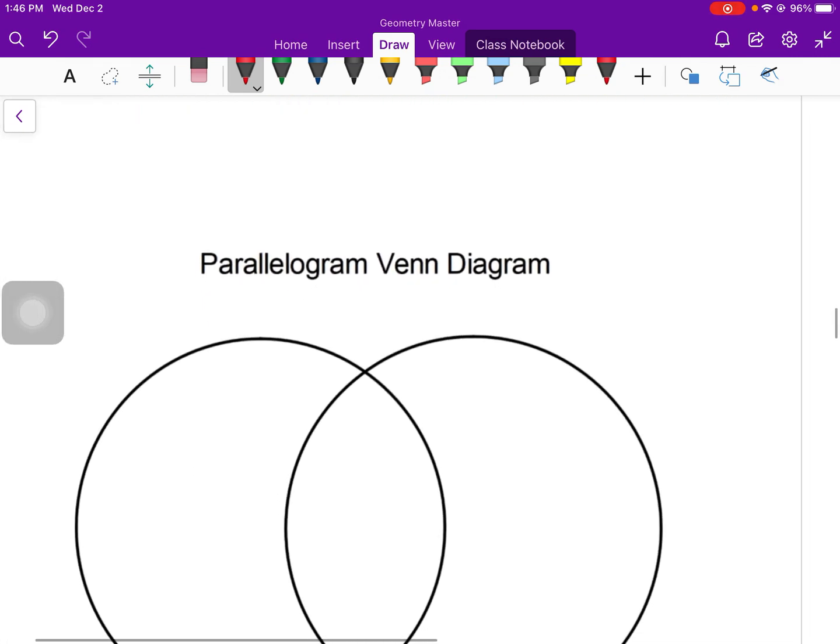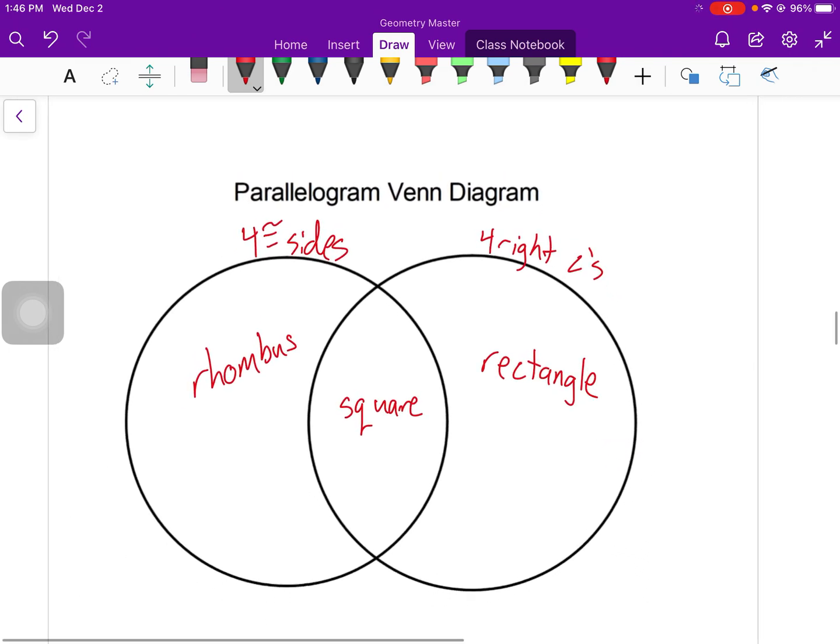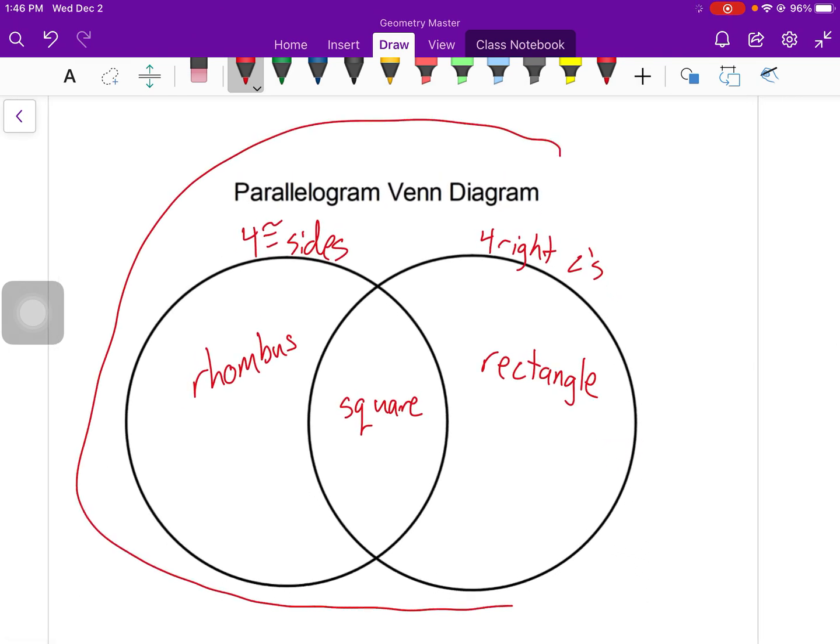So if we're going to fill out this Venn diagram, okay, if I say this left circle is 4 congruent sides, this right side is 4 right angles. In the left circle I would have a rhombus and a square, but a square is also inside the 4 right angles. So it would look like this. Now, if I want to be super technical, I'm going to actually have another giant circle encompassing all of these that just says these are types of parallelograms.